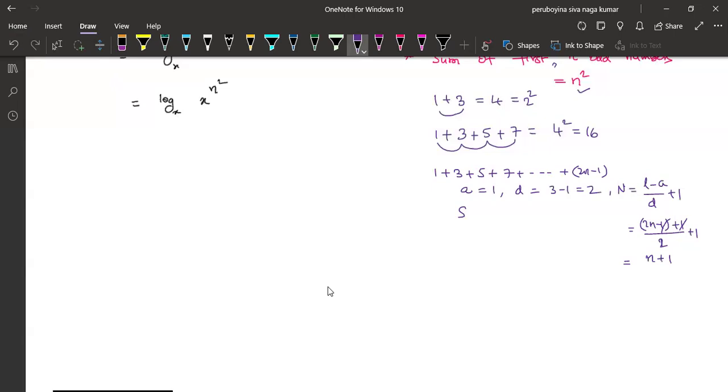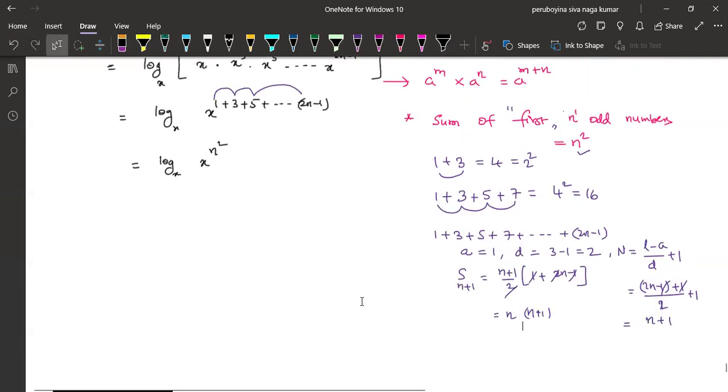Not n terms, n plus 1 terms totally. Last minus first by difference plus 1, so we got n plus 1 numbers. So the sum of n plus 1 numbers is equal to, how much is it? n plus 1 by 2, a plus l. A plus l means 1 plus 2n minus 1. So minus 1 plus 1 cancel, 2 cancel. So n of n plus 1. What is this sum of evens? But it is.